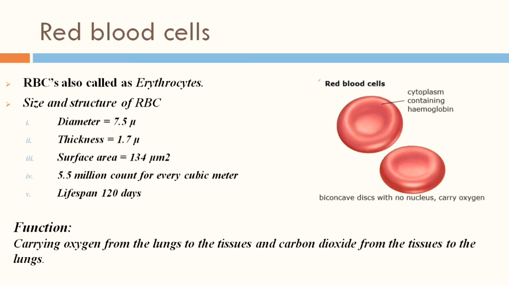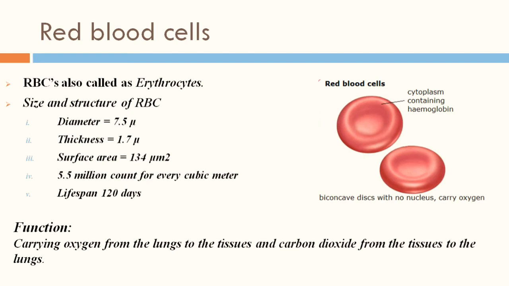RBCs are also called erythrocytes. RBC means red blood cells. Red blood cells have the form of a biconcave disc. You can see in the diagram, it is a disc-like structure which is concave. Its diameter is about 7.5 micrometer and its thickness is about 1.7 micrometer.